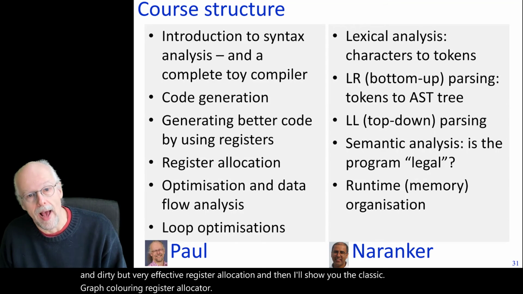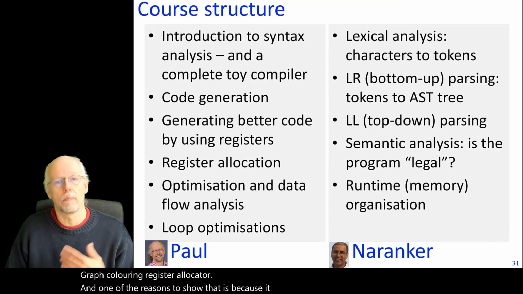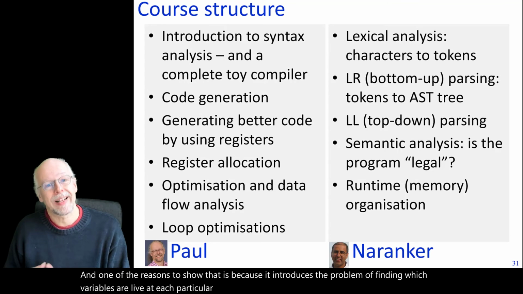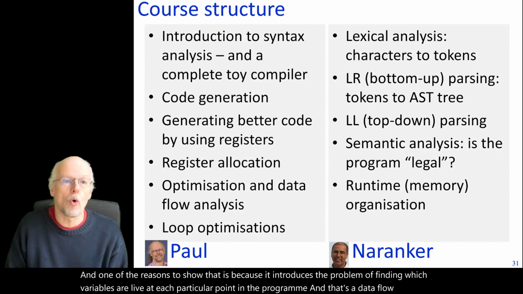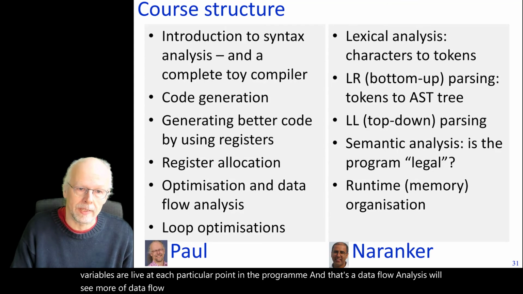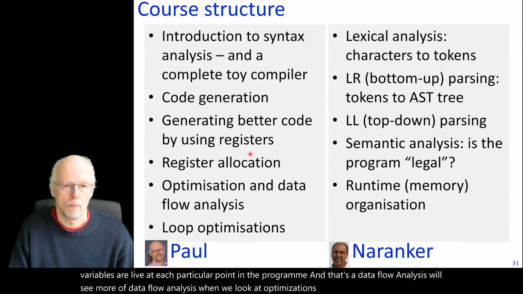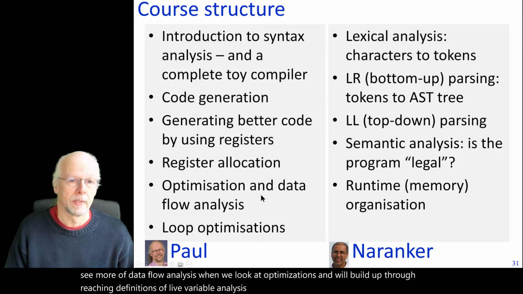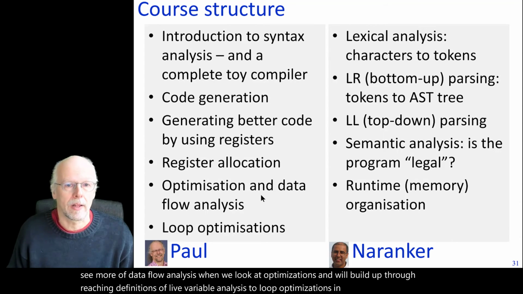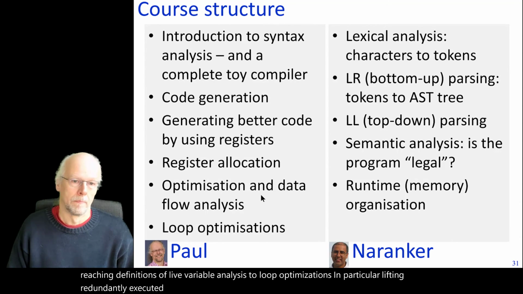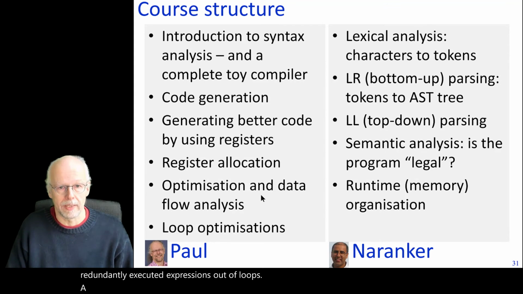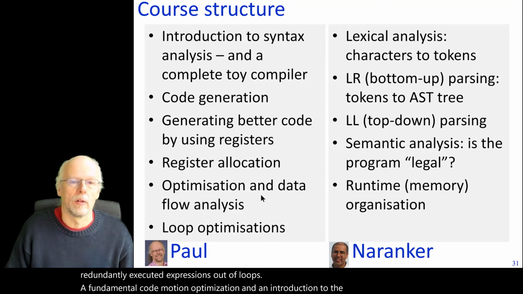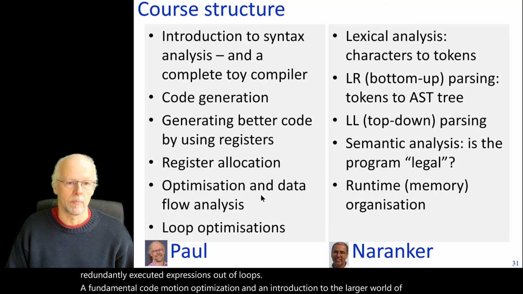And one of the reasons to show that is because it introduces the problem of finding which variables are live at each particular point in the program. And that's a data flow analysis. We'll see more of data flow analysis when we look at optimizations, and we'll build up through reaching definitions and live variable analysis to loop optimizations, in particular lifting redundantly executed expressions out of loops, a fundamental code motion optimization, and an introduction to the larger world of more sophisticated program optimizations.